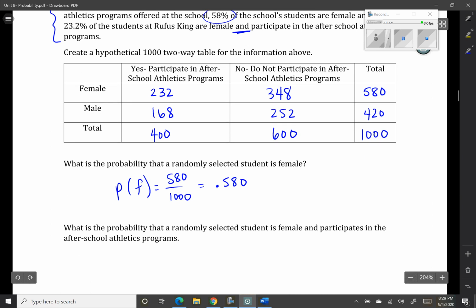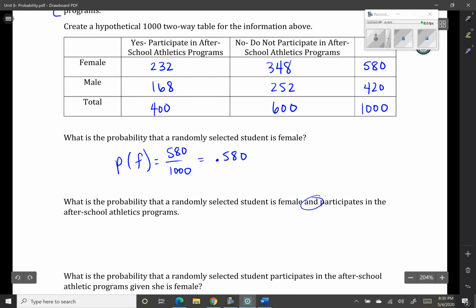It says, what is the probability that a randomly selected student is female and participates in after-school athletics? The word "and" here tells us that we want the probability of being female and sports. We'll use F and S for female and sports. So there are 232 females that participate in sports out of the 1,000 students in the building. So we have 0.232.